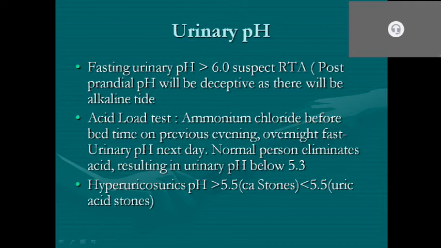Then you can do an acid load test. In the acid load test you give ammonium chloride at bedtime, then overnight fasting, and see the urine pH. Normally ammonium chloride will raise the acidity, but a normal person without renal tubular acidosis will be able to eliminate it, resulting in urine pH below 5.3. So if it is more than that, then you should think of renal tubular acidosis.